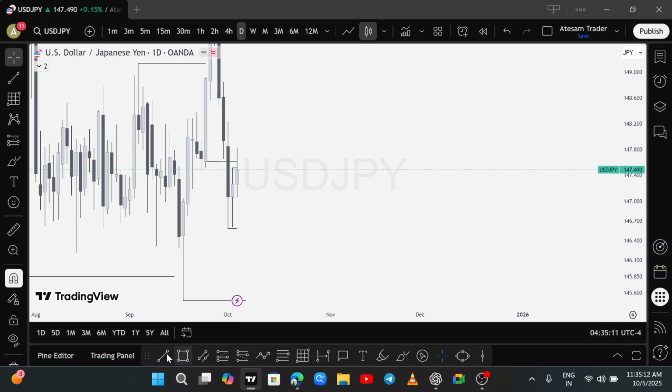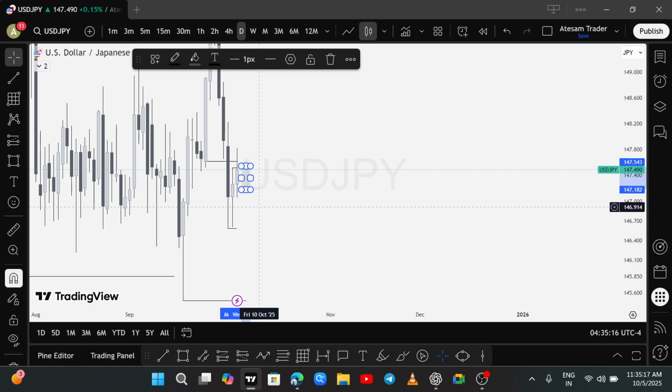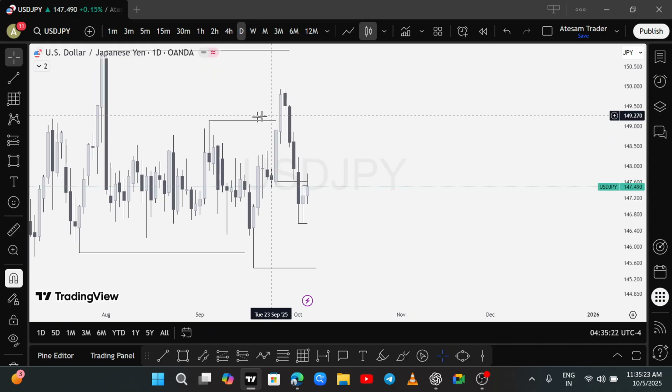if we let Monday close, if Monday closes below this candle, then we can look to target Tuesday, Wednesday, and Thursday should continue to the downside. Okay, we can also wait to get more confirmation because we are inside the range.